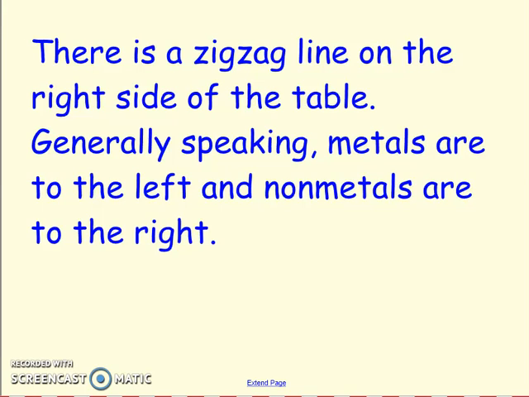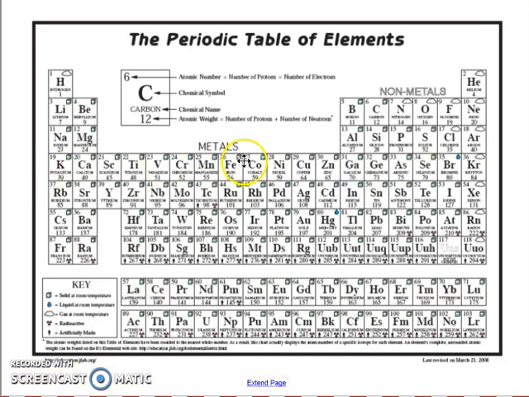There's also a zigzag line that's towards the right side of the table. It kind of looks like a staircase. And this is what's going to separate the three groups of elements known as metals, nonmetals, and then metalloids, which we'll talk about. So generally speaking, if we go back here, the zigzag line is going to be across this direction.